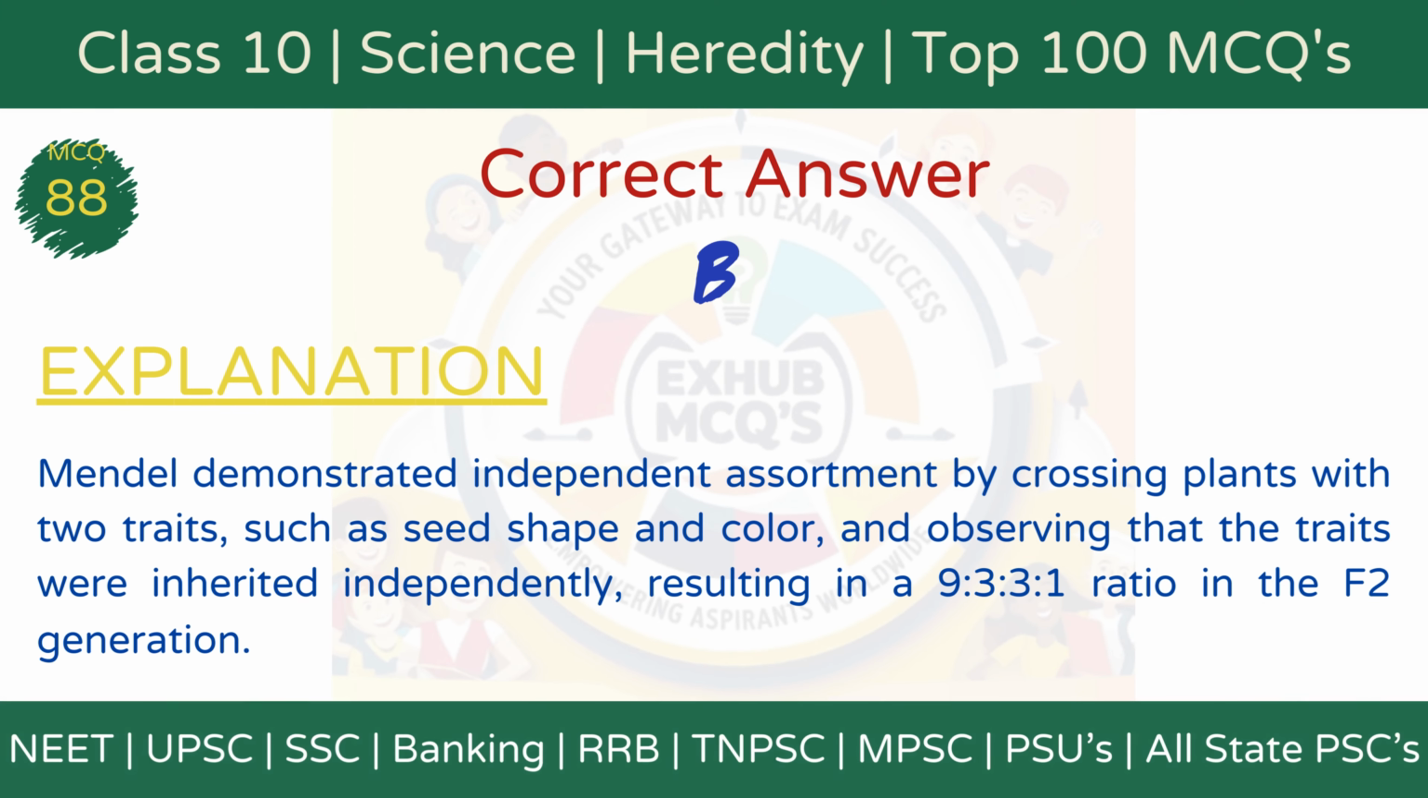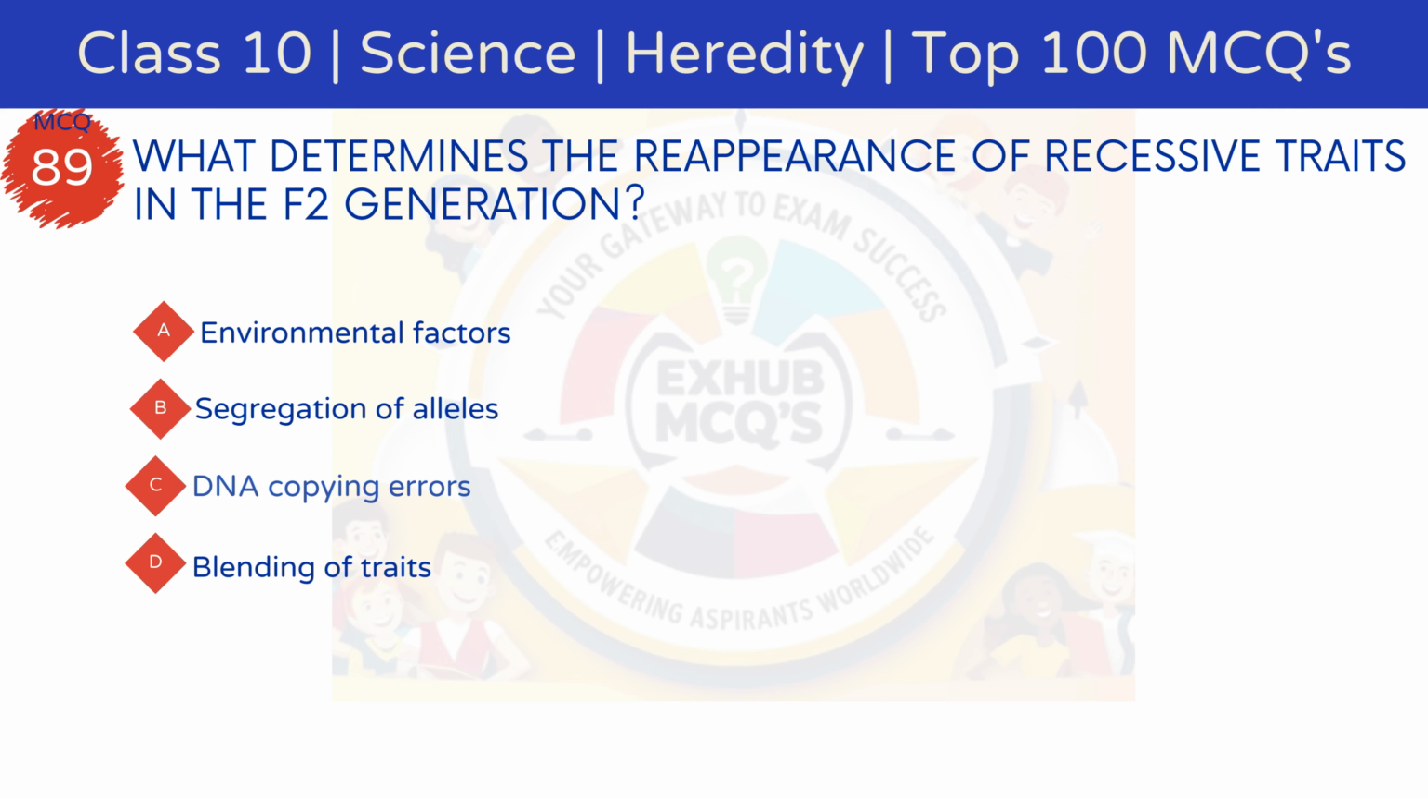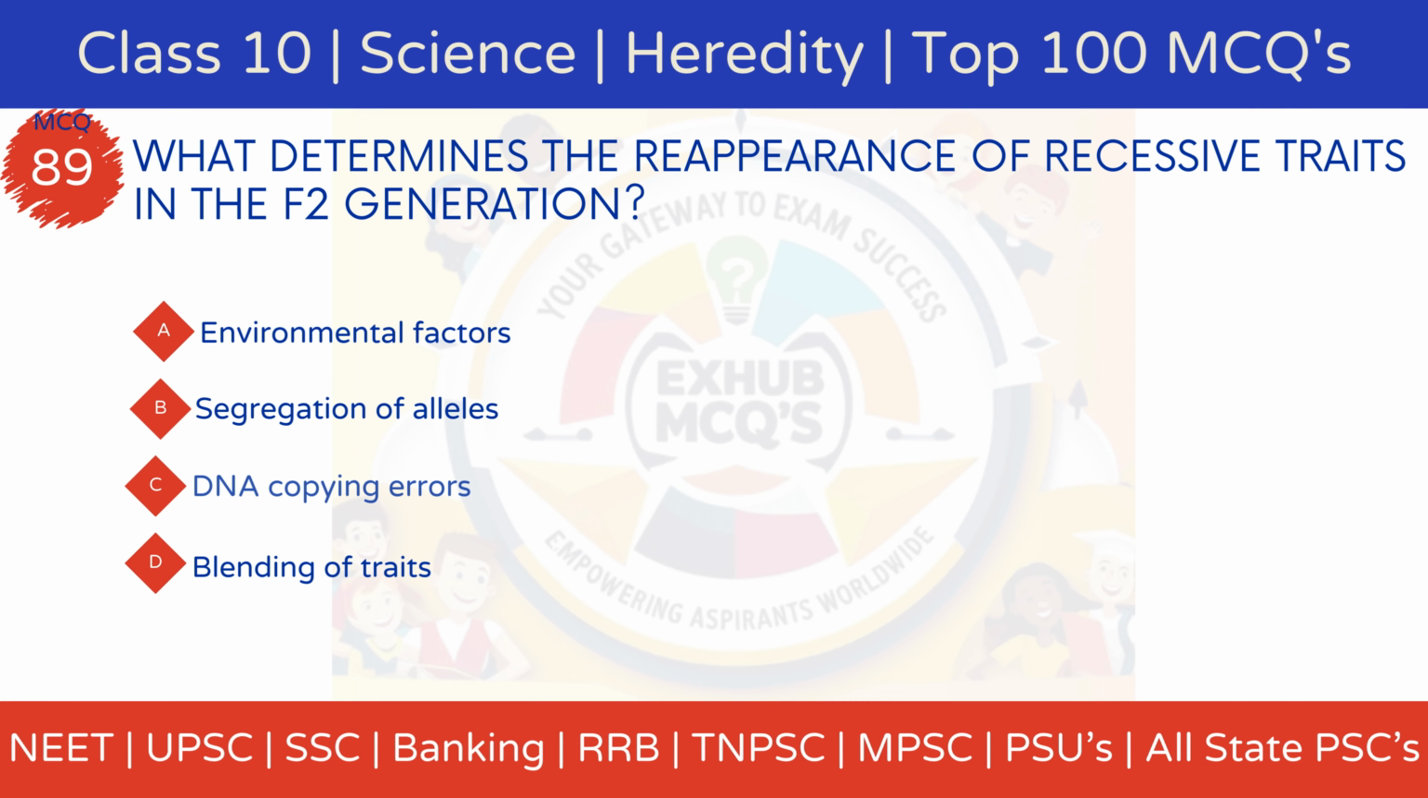The correct answer is option B, by crossing plants with two traits. Explanation: Mendel demonstrated independent assortment by crossing plants with two traits, such as seed shape and color, and observing that the traits were inherited independently, resulting in a 9:3:3:1 ratio in the F2 generation. MCQ 89. What determines the reappearance of recessive traits in the F2 generation?